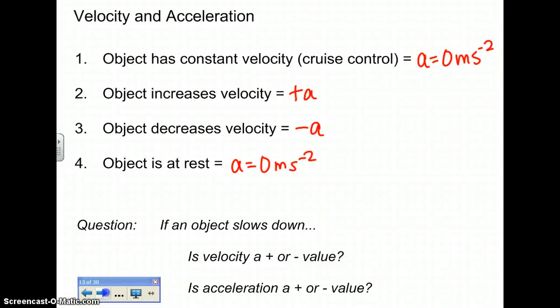sorry guys, that came out wrong. Positive value because you still have positive numbers. You haven't turned around yet. Remember, the only time that you have a change in the velocity is when you turn around. Well, that's from your kinematic curves notes.